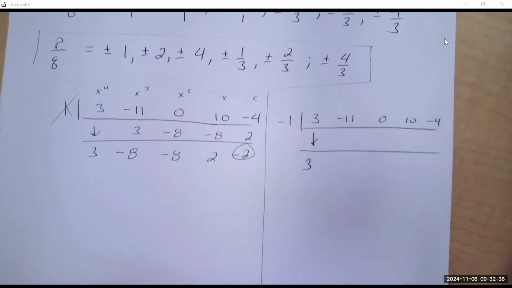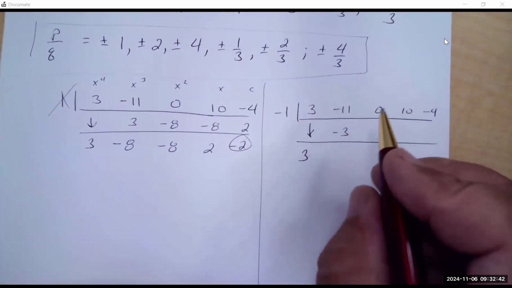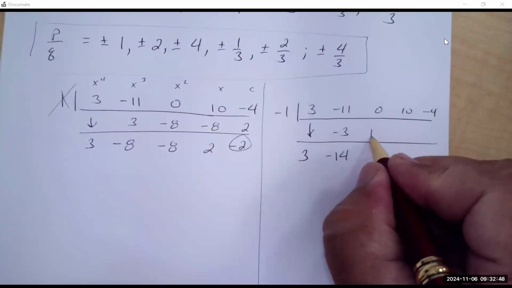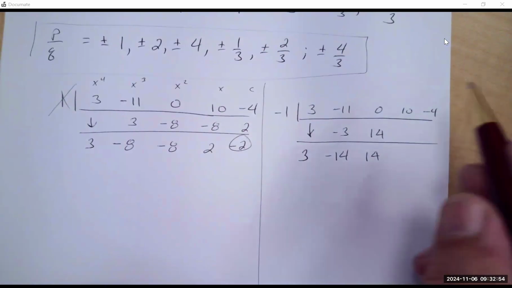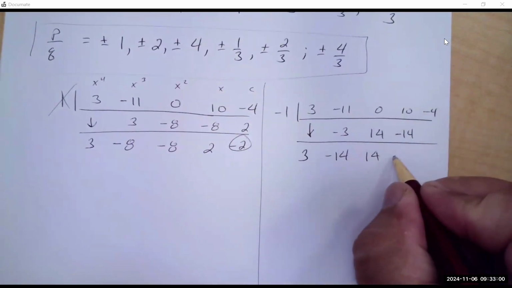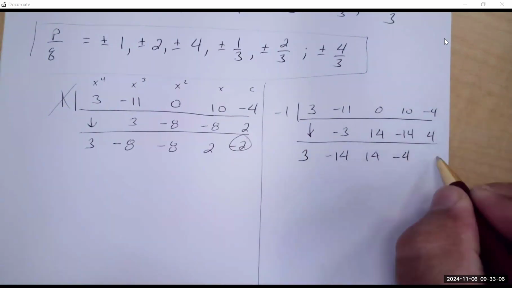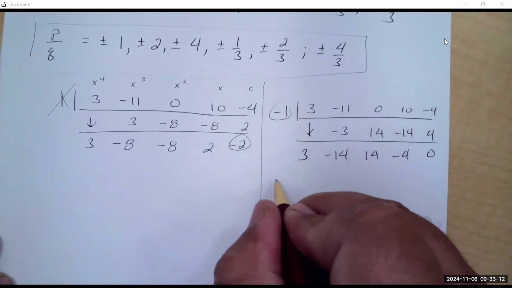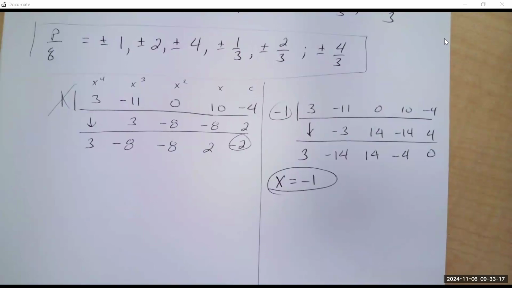Bring the first number down. Repeat the process. -1 times 3 is -3. -11, -3 is -14. -14 times -1 is +14. Add those together. -1 times 14 is -14. 10 minus 14 is -4. -1 times -4 is +4, so we get 0. So x equals -1 is one of our factors, or zeros.